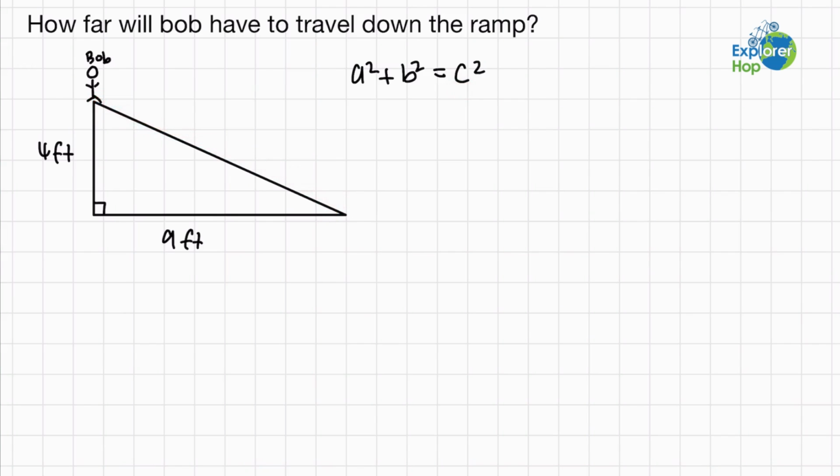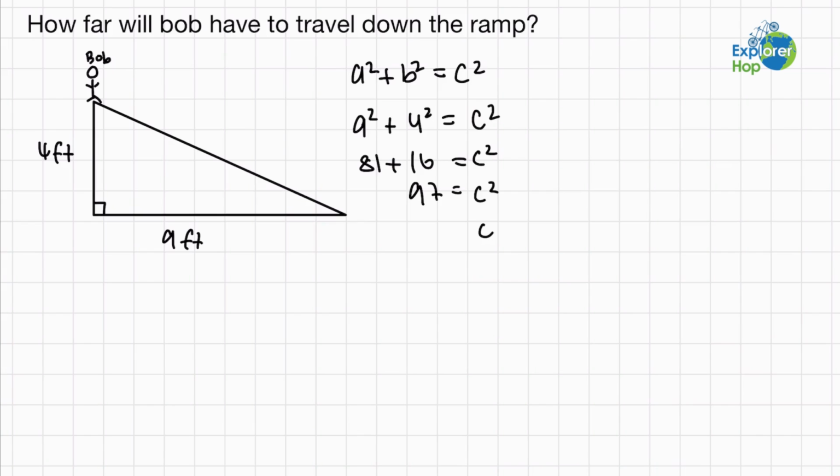So let's plug the values in. 9 squared plus 4 squared equals c squared. 9 squared equals 81, and 4 squared equals 16. If we add them together, 81 plus 16 equals 97. Now that's not our final answer yet because we still have to find the square root of 97 to find the distance that Bob has to travel.